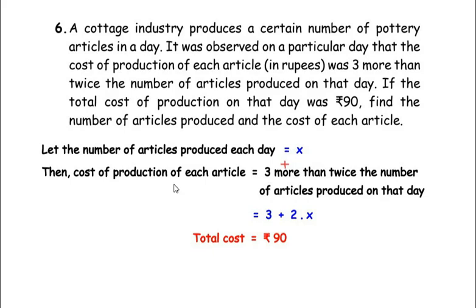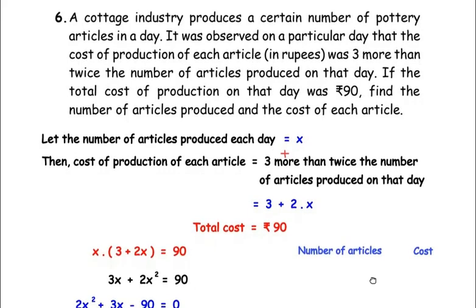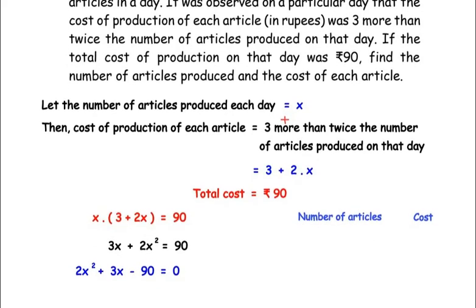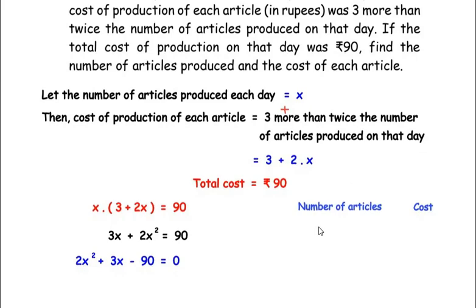So to generate the equation, let us make use of cross multiplication over here. The cross multiplication or the relationship is between the number of articles and the cost of production. So here we have written number of articles and the cost. The cost of production of each article, which means for one article, was 3 plus 2x. And it is also given that the total cost of production for X articles was rupees 90. So here we are going to multiply X with 3 plus 2x, that is by using cross multiplication.